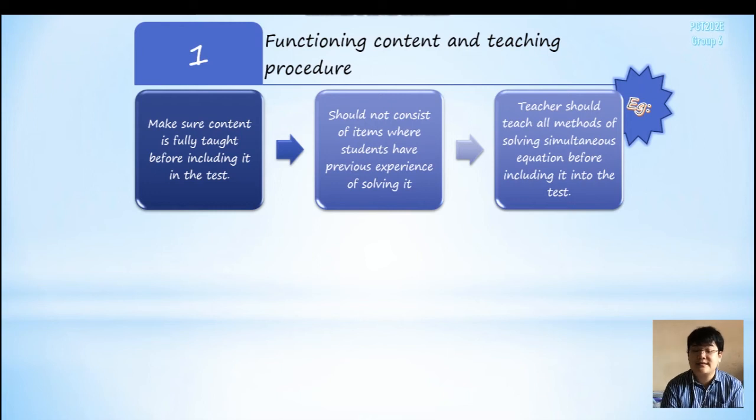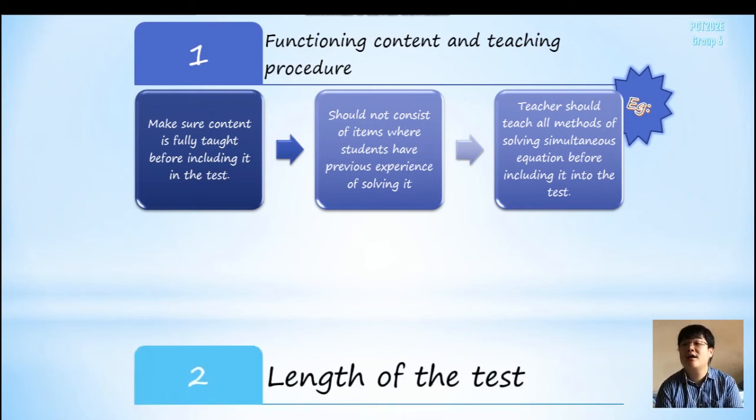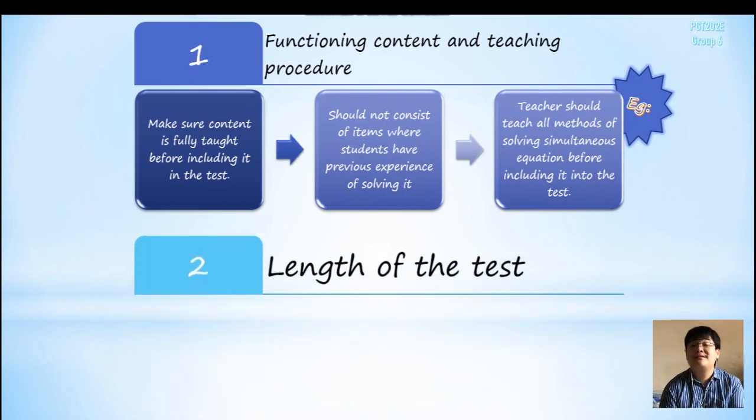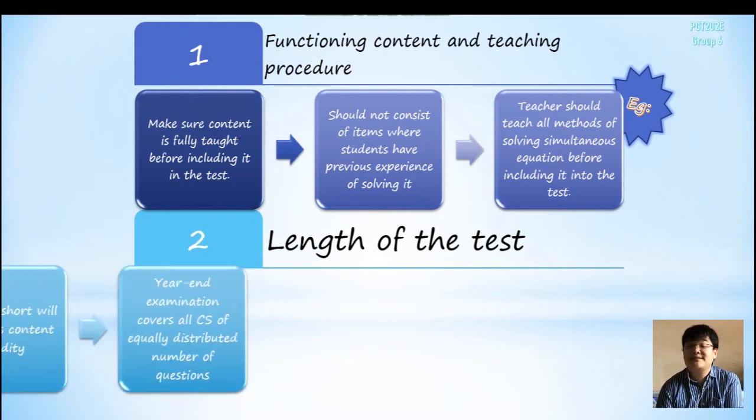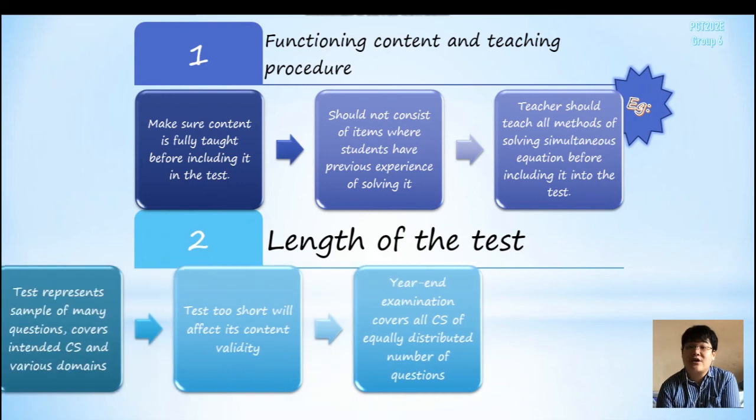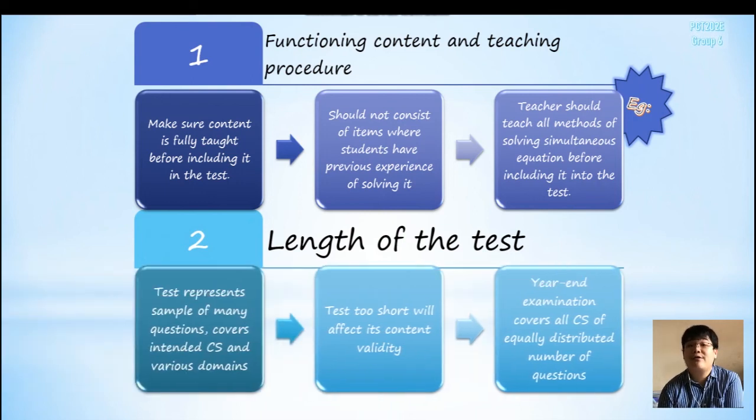The test represents a sample of many questions, covering intended content standards and various domains. Domain here means all levels of difficulty based on Bloom's taxonomy, from the lowest level of understanding to the highest level of create. Okay, so the length of the test also affects the content validity. If a test is constructed with only one question for each chapter, then this test is considered to be very short, which is not enough to cover all the intended content standards of a test.